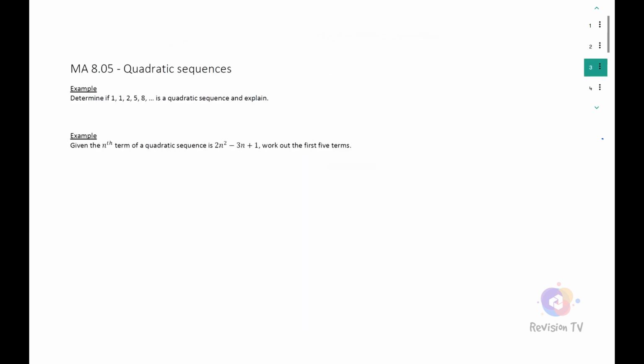In the first example, I'm going to lead you through how to identify a quadratic sequence. To identify a quadratic sequence, you want to work out the second difference. Like this one: 1, 1, 2, 5, 8. First I'll work out the first difference. 1 and 1 is 0. 1 plus 0 is 1.